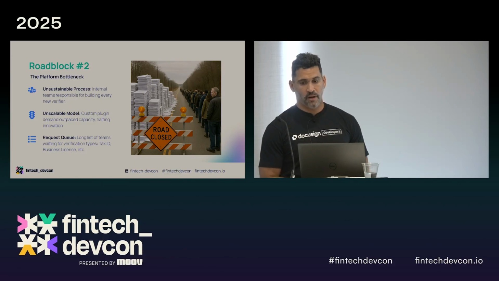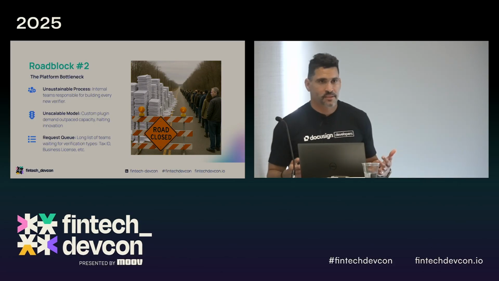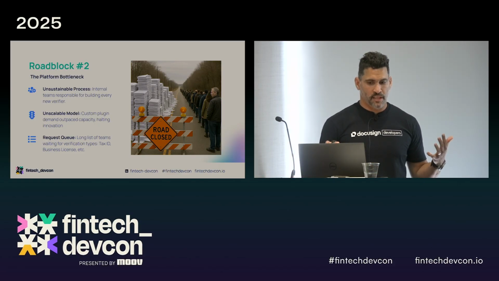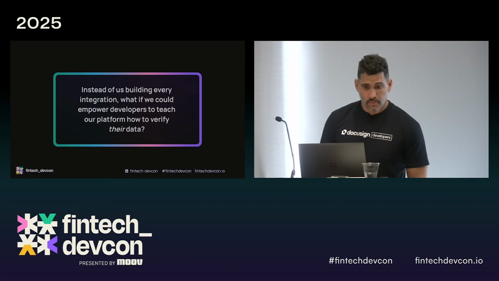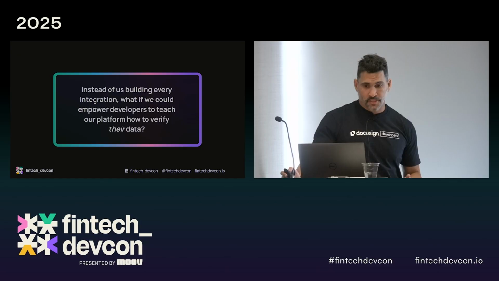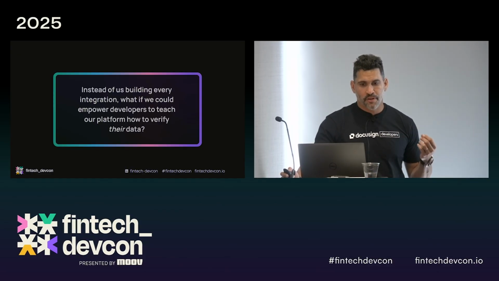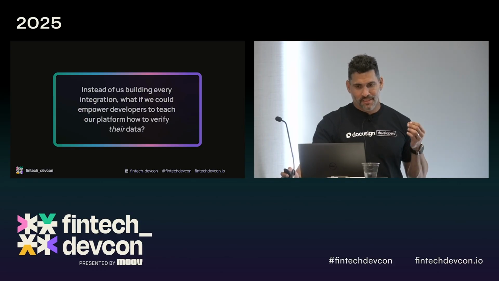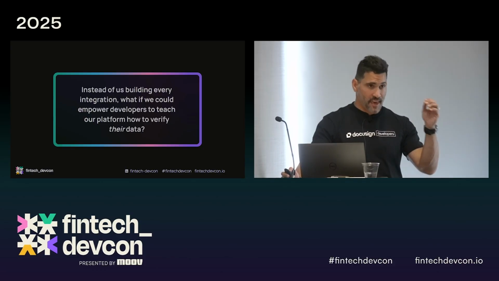Our next step required a slight rethink, one that would essentially invert control and get us out of the way, and push verification logic closer to the teams that really own the data. They know the data. So why don't they just own the definition of it and the strategies around it? That led us to this next question: instead of us building every integration, what if we can empower developers to teach our platform how to verify their data?